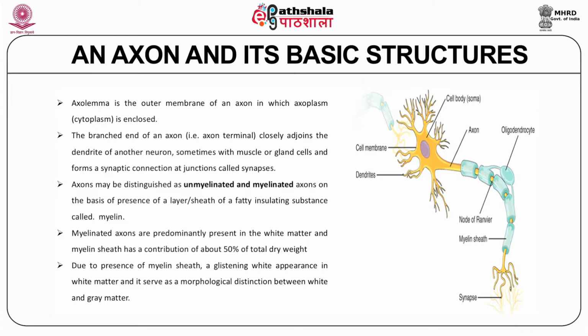Axons may be distinguished as unmyelinated and myelinated axons on the basis of the presence of a layer or sheath of a fatty insulating substance that we call myelin. Myelinated axons are predominantly present in white matter, and the myelin sheath contributes approximately 50% of the dry weight of this white matter. Because of the presence of the myelin sheath, there is a glistening white appearance in white matter, and it serves as a morphological distinction between white and gray matter.